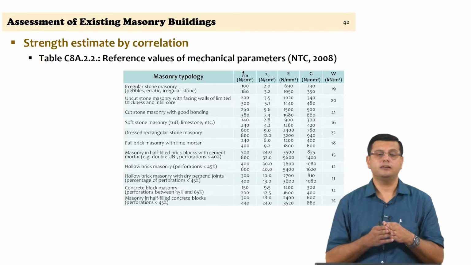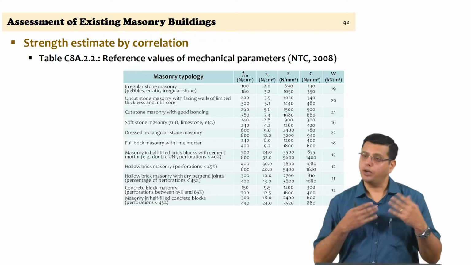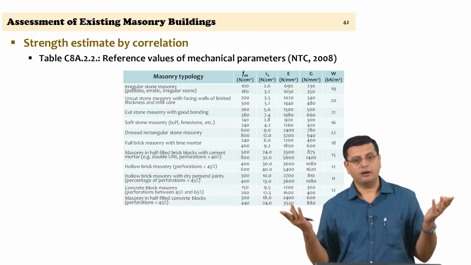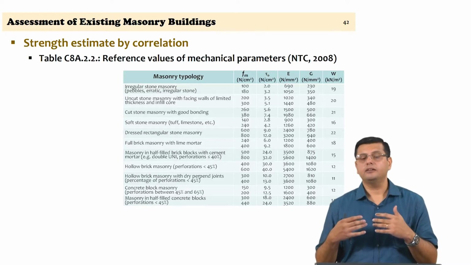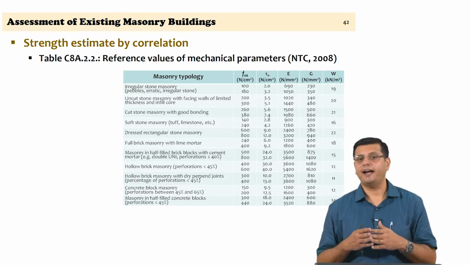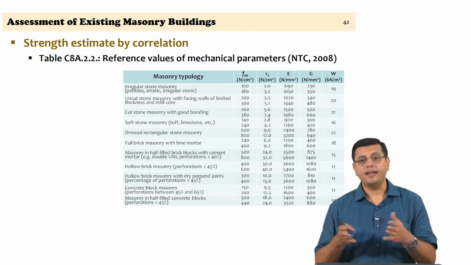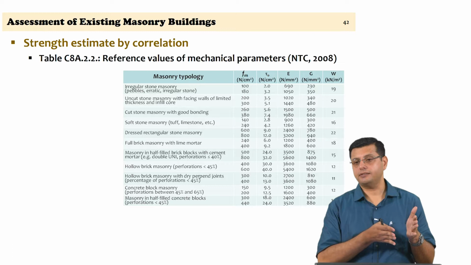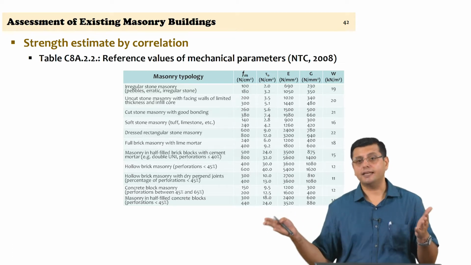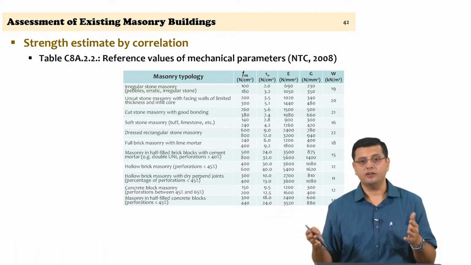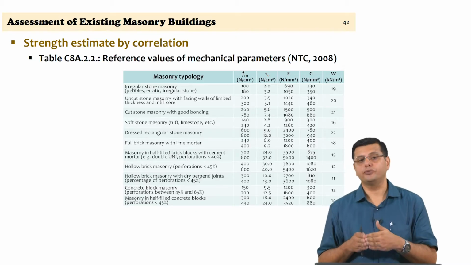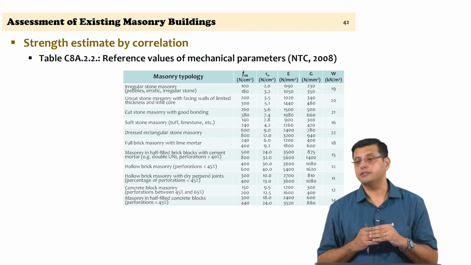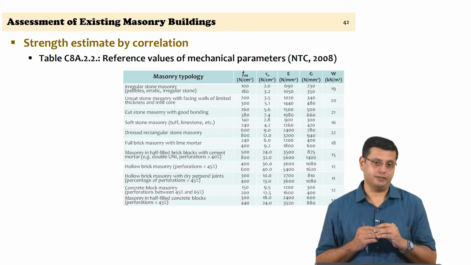Now, since it is understood worldwide that you can't go and do tests on existing structures all the time, there are certain codes which have established a range of mechanical parameters typology wise based on extensive databases collected over time, which can be a useful resource for you to establish what may be lower bound and upper bound strengths of a certain typology of masonry, right.